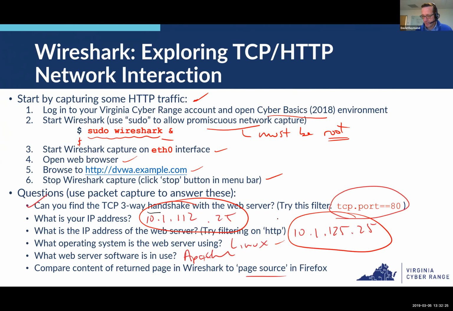The web server is using Linux, so we were able to look at the header information in the HTTP packet to decide that the operating system on the web server was Linux, running Apache as the actual web server software. Then we looked at the page source in both Wireshark and Firefox. In Wireshark, which is just looking at packets that are traversing the network, we can actually drill down and unroll the actual web page and see the HTTP traffic, or the HTML page that was sent from the web server back to the client.